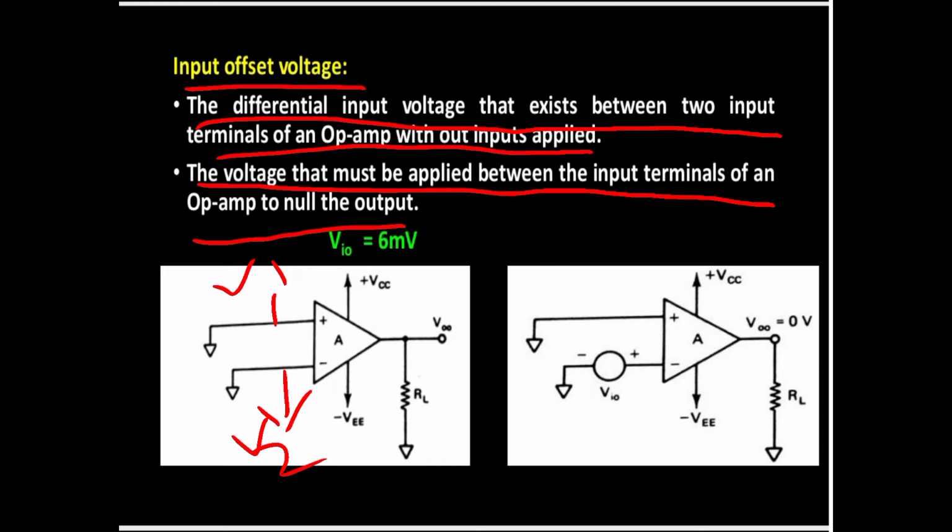That means if I apply some input voltage, here Vi naught is the input voltage, but the output is 0. Whenever an input is applied to the op amp but the output is 0, that input is also known as input offset voltage. Here we have two definitions for input offset voltage. The first is without any applied input to the op amp, the difference between the two input terminals is known as input offset voltage, and the second is with voltage applied to the two inputs of the op amp, when the output is 0, that input is known as input offset voltage.